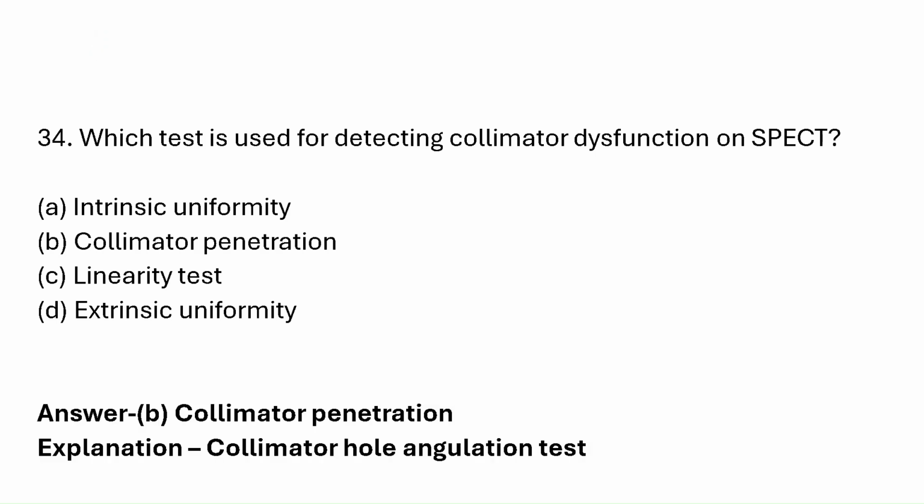So if you want to detect the collimator dysfunction only, then which among the options? Collimator hole angulation is the test which is used to see the collimator penetration. That will be the most appropriate answer. In extrinsic uniformity, it will be of both collimator and detector. So if you want to check only collimator dysfunction, then the collimator penetration test, that is the collimator hole angulation test, will be the right answer.